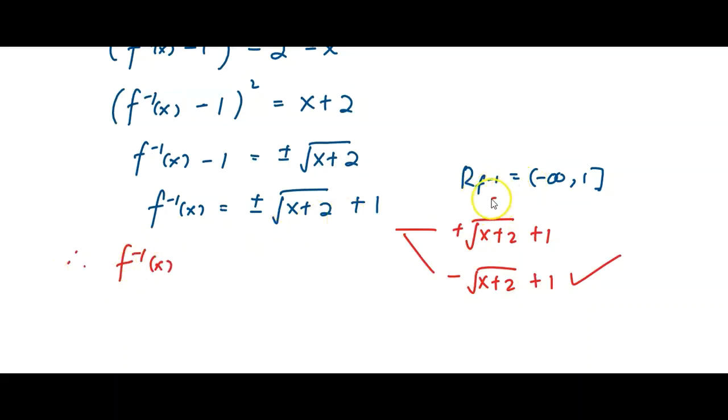Since the range of the f inverse is negative infinity up to 1, my f inverse will be equal to negative square root of x plus 2, plus 1. This is my final answer.